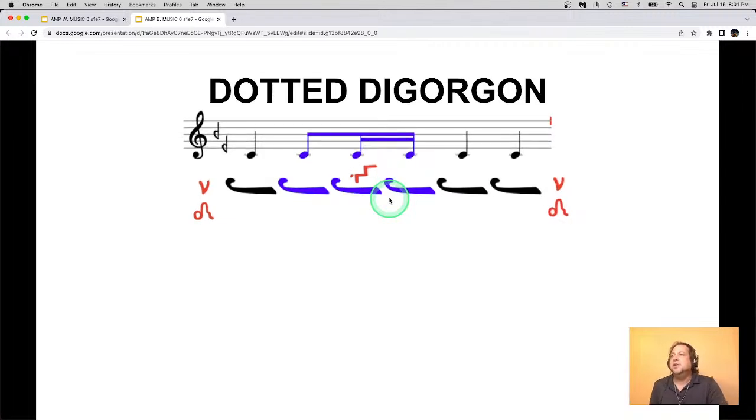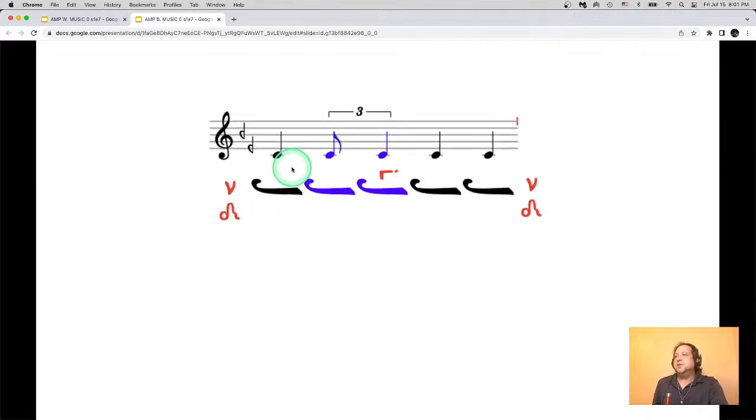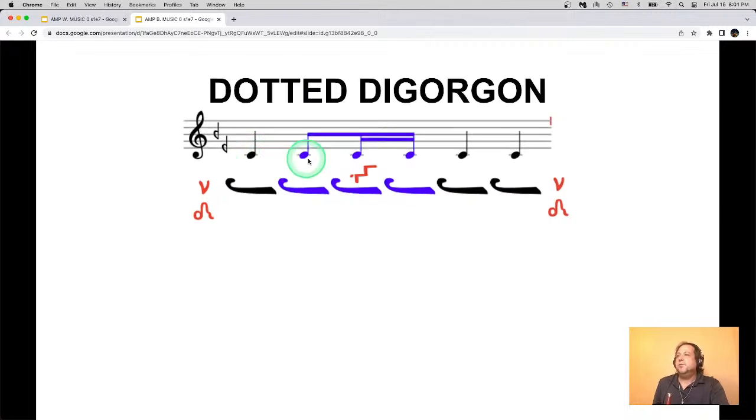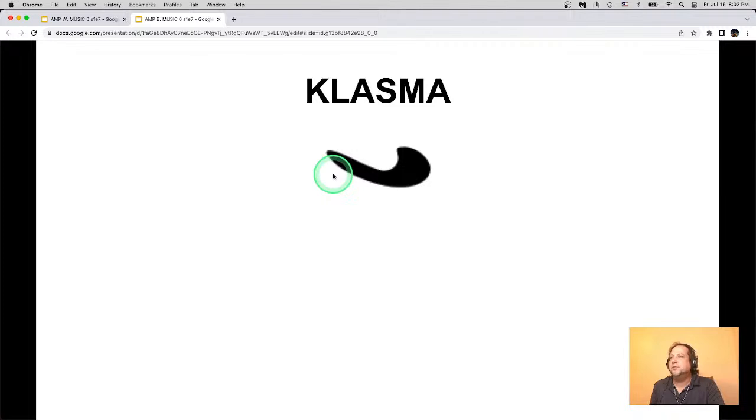So once again, this goes 1, 2, and a 3, 4. This one goes 1, 2, a 3, 4. This next one goes 1, 2, 3, 4. 1, 2, and 3, 4. All depends on where this dot is on the gorgon.